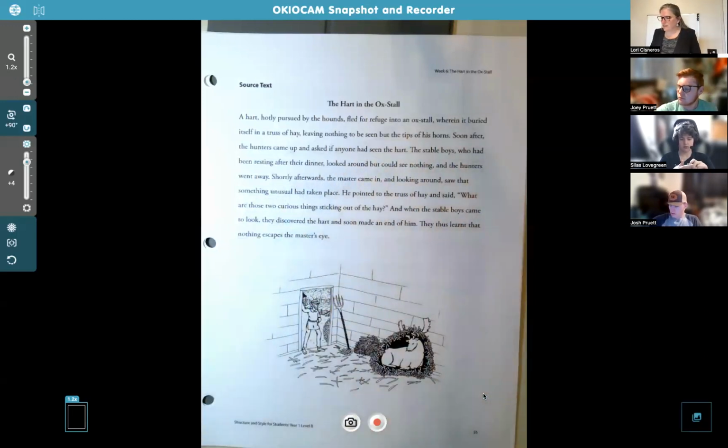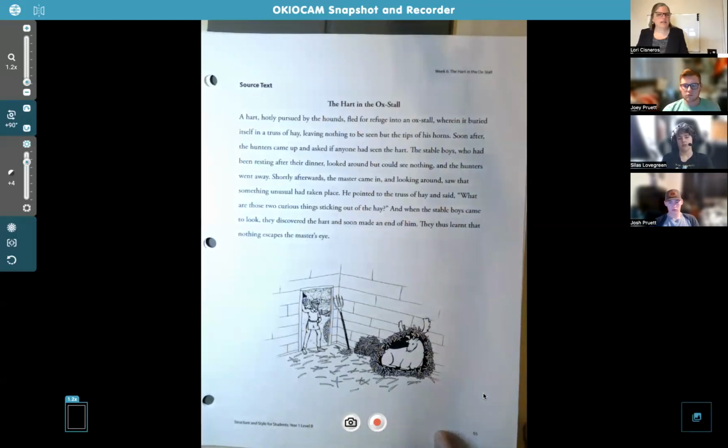The stable boys are basically the ones that work at cleaning the stables. They sound like they're young, and maybe they didn't pay attention to the details, right? They didn't see the horns sticking up. By the way, this is like a cutout, obviously, of the pile of hay. We're seeing the inside, but that's not what they see. They just see the horns sticking out. So, okay, that's the lesson you can learn from this story.